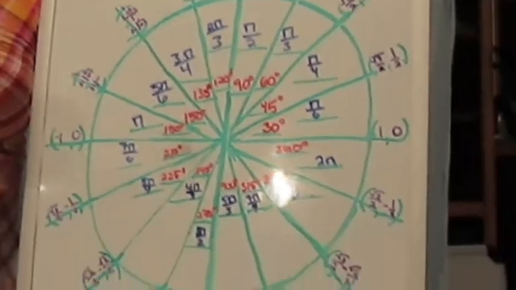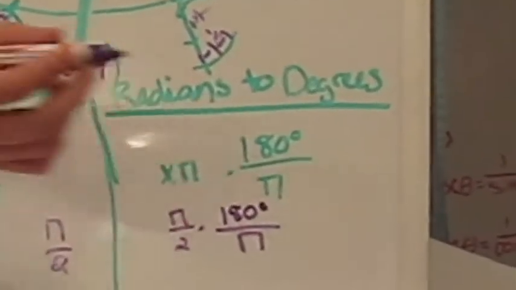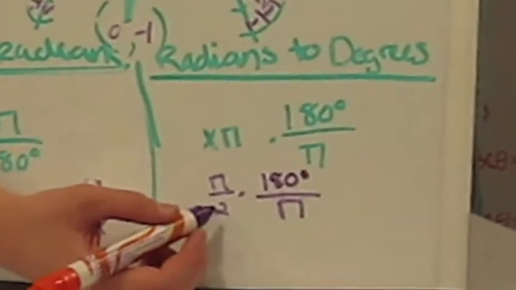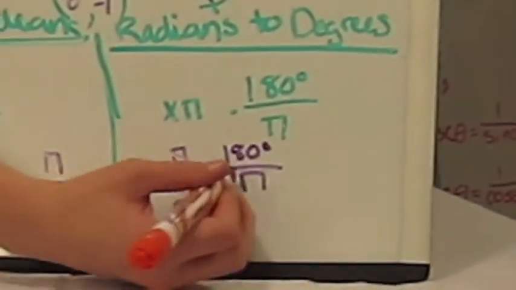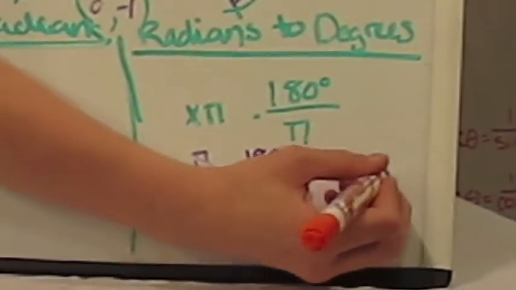You can also reverse the formula if you ever need to convert radians to degrees. Right here, so you just do x amount of radians times 180 over pi. So you can see there's pi over 2 times 180 over pi. These cancel, these reduce, you get 90 degrees.